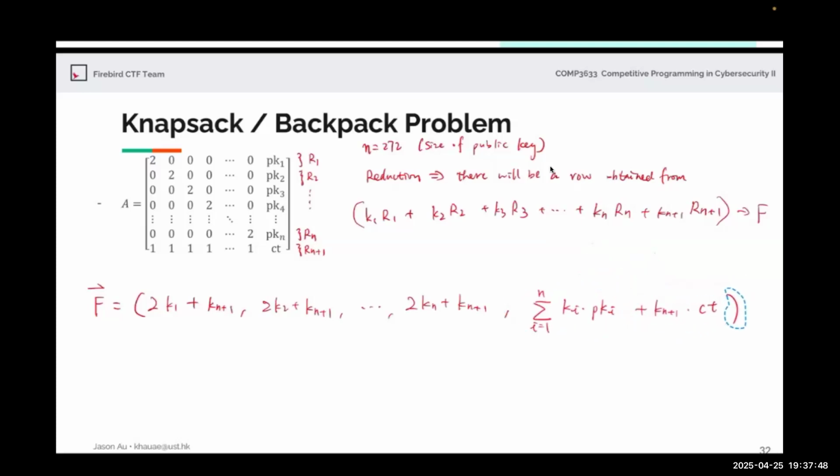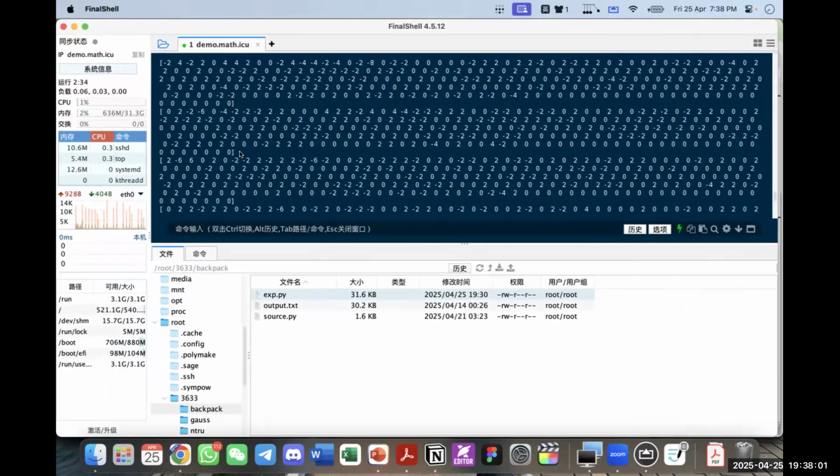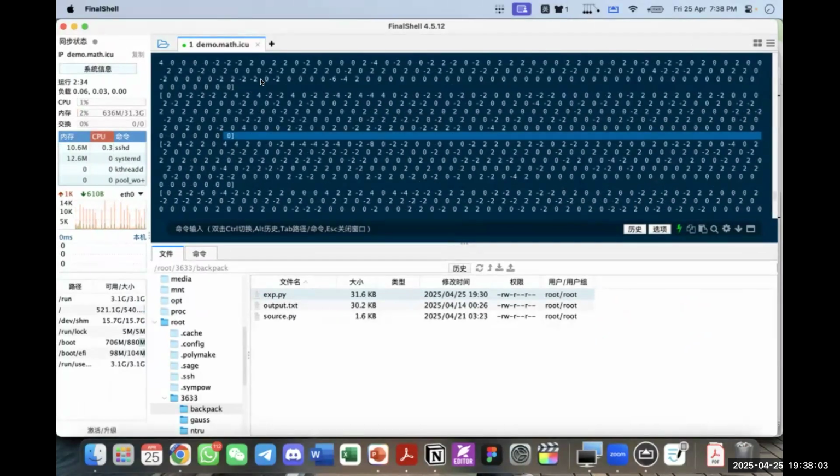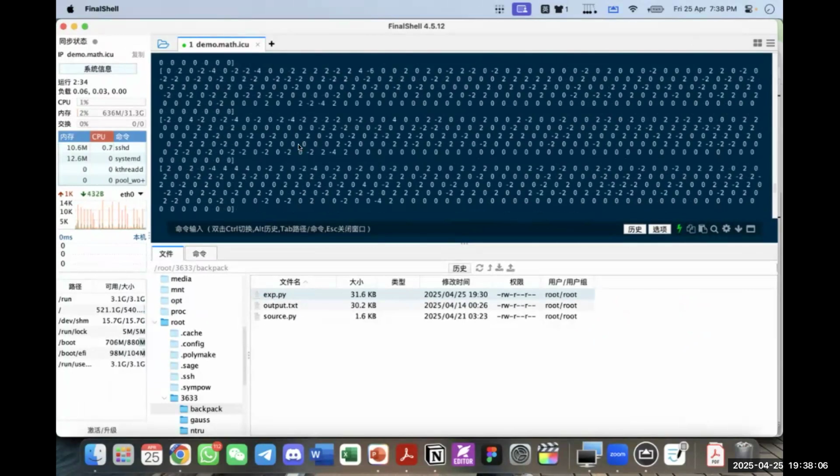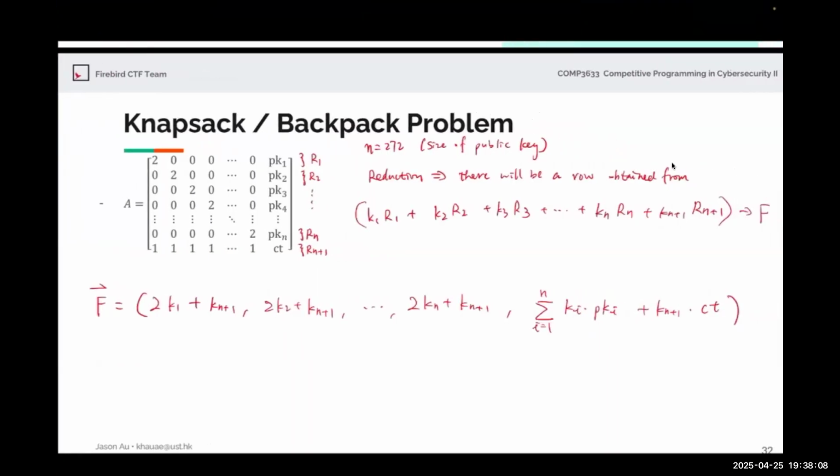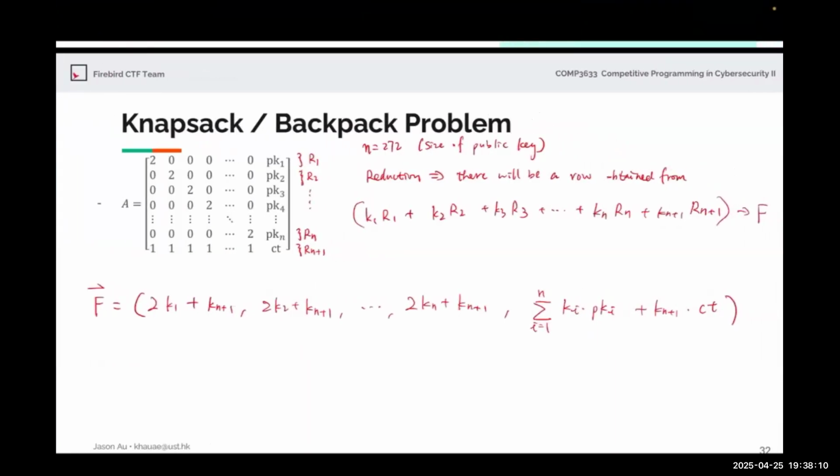Okay, so this vector F is actually one of the rows after the error reduction. And as we see from the previous shell output, most of the last element is 0. So let's investigate what's going on. So if we want to make this 0, how can we make this to be 0?